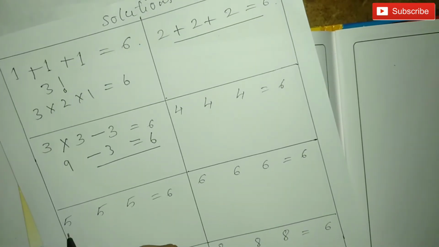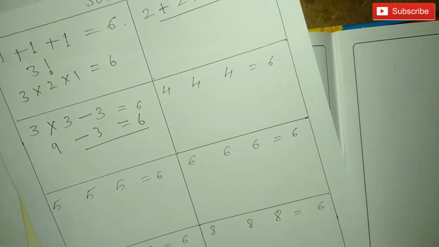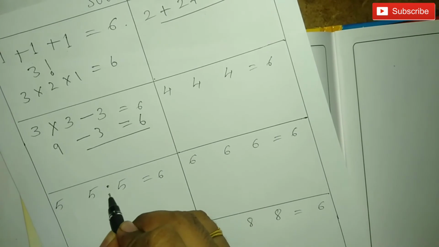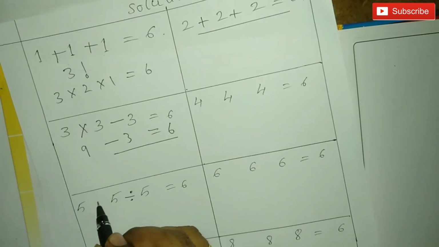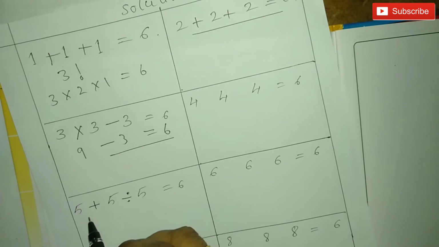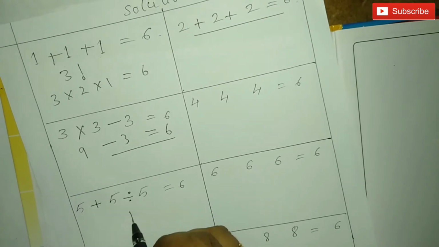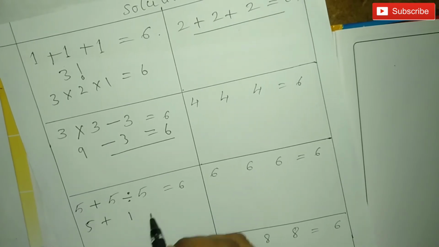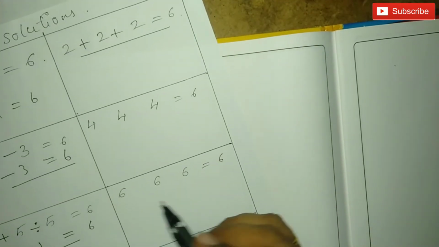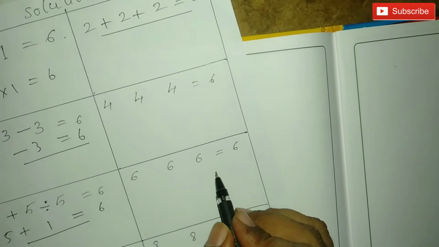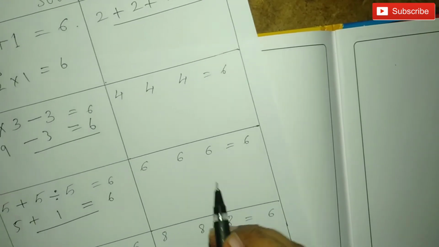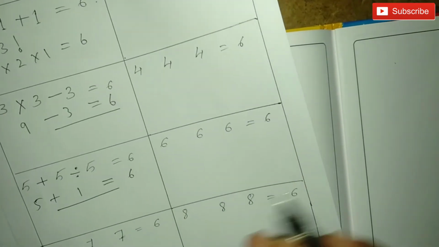Now we will see for 5. Here we have to use simple division and here we have to add. Now it is division of 5 by 5 is equal to 1. 5 plus 1 equals 6. Here is our answer. For 6 it is also very simple. So shall we solve it now? Okay, let it be. We will be solving these lines next time.